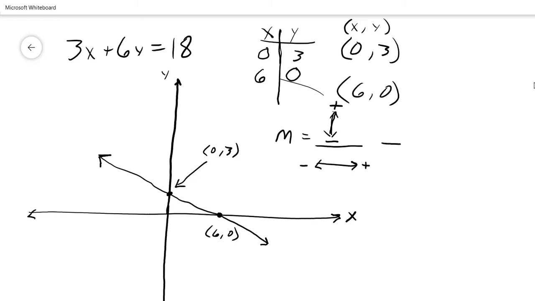Okay, so let's see how we get from this point 0, 3 to this other point 6, 0. Well, first thing we have to do is go down 3 spaces to get to 0, and down is minus. Then we go 6 spaces to the right. Well, going to the left and the right, that's on the bottom of the ratio. We're going to go 6 spaces, and it's positive. Okay, which means goes to the right. And this is -1/2.